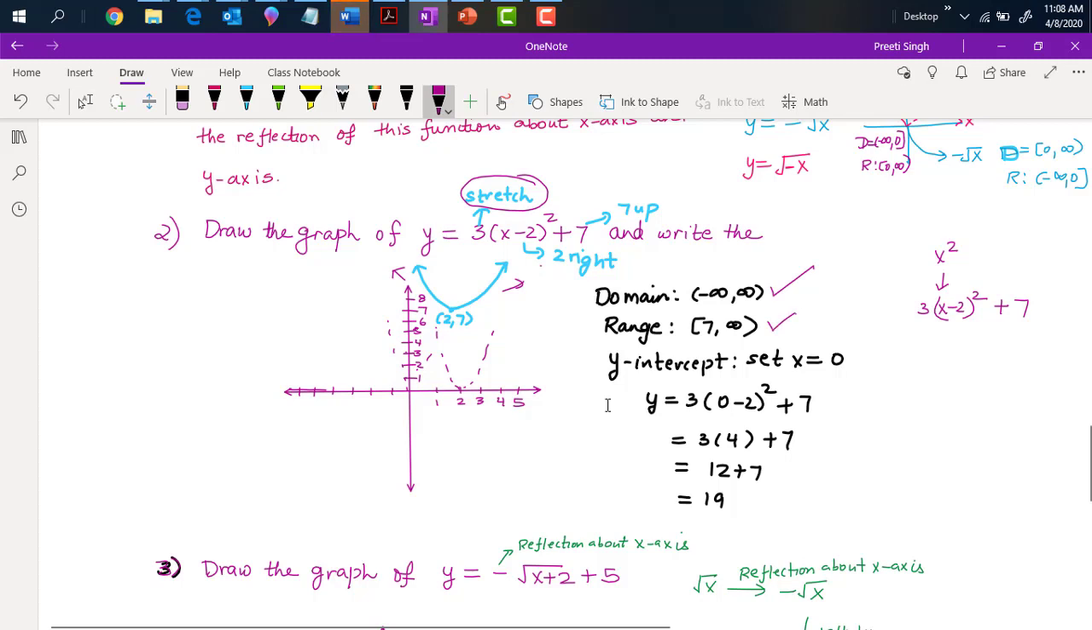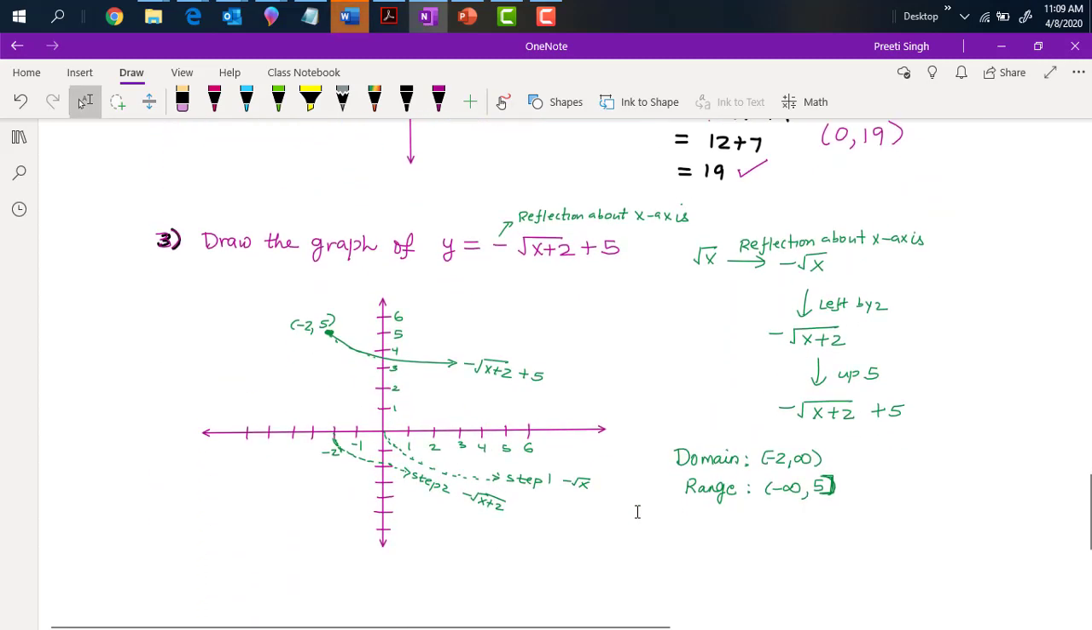The other thing which I have tried to find here is the y-intercept. How do you find the y-intercept? When is this blue graph going to cross your y-axis? For that, you set x equals 0. If my x is 0 in that function, I have 0 minus 2 squared, which is 4. 3 times 4 is 12 plus 7, which is 19. So (0, 19) is my y-intercept for this particular function. It's going to cross somewhere here where your (0, 19) is.